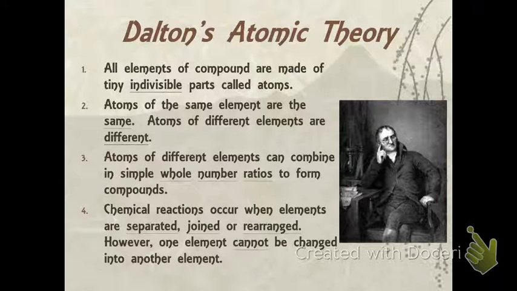And lastly, he says that chemical reactions occur when elements are separated, joined, or rearranged. However, one element cannot be changed into another element, which was disproving some of the things that the alchemists had been trying to do over the centuries.